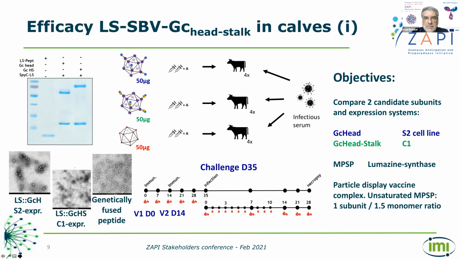This was given to 4 animals each. That was calves. And the challenge was done with infectious serum, because that's the best challenge for Schmallenberg. And nearly all challenges we did with sheep and with cattle are done with the same infectious material. And there we had the possibility to compare this to a naive control group. And on this, we used also mainly the unsaturated particles, which is a big advantage, as you heard before, for the production. Next slide, please.